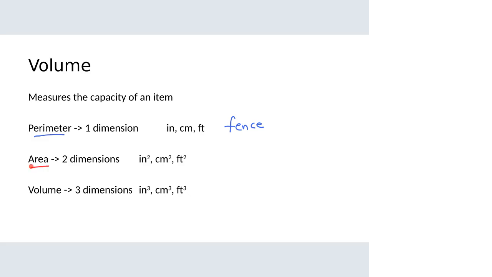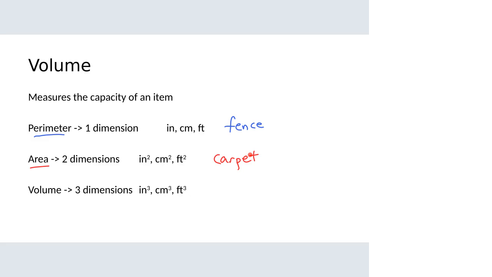Then we talked about area, which had two dimensions, length and width. And for this, we would think about like a carpet. How much space does it cover? And then because we're in two dimensions, length and width, our units would be in square units, square inches, square centimeters, square feet, what have you.